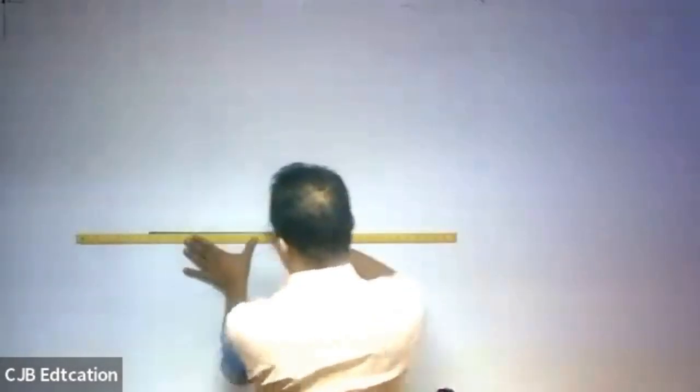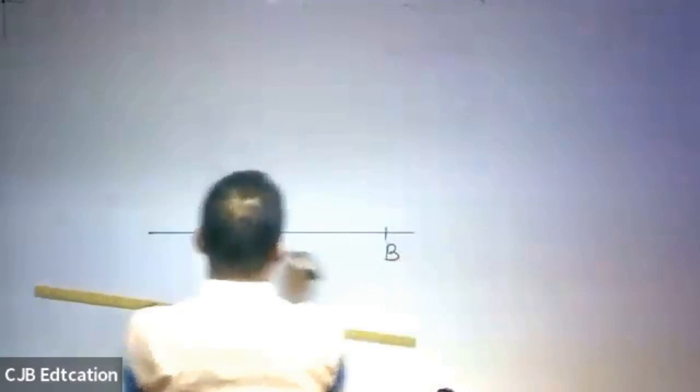Constructions related to angles. First one, constructing the angle bisector. So how can we bisect an angle? For example, take an angle with B here, A here, and this is C. There we want to bisect this angle.